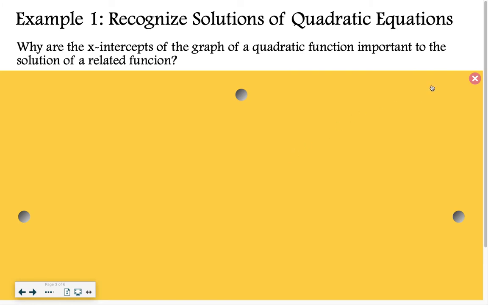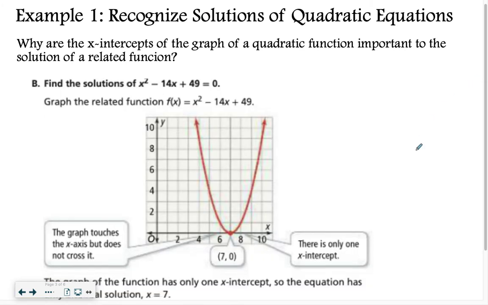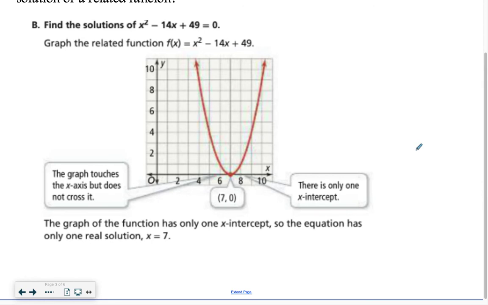Then let's look at letter B. So this time you can see we have find solutions of x squared minus 14x plus 49 equals 0. So you graph the function, which is f of x equals x squared minus 14x plus 49. It's a related function because it says f of x instead of 0 equals, same thing.